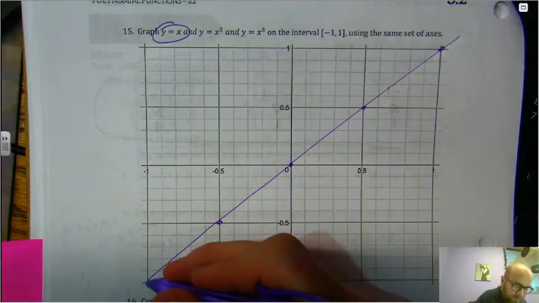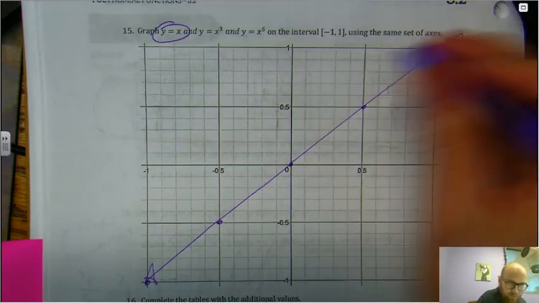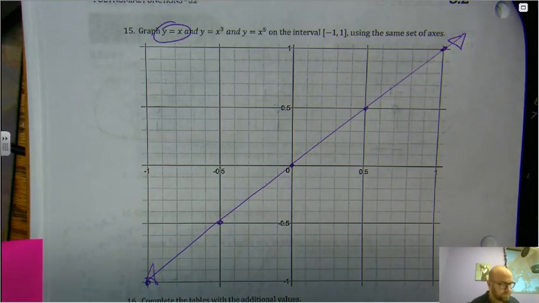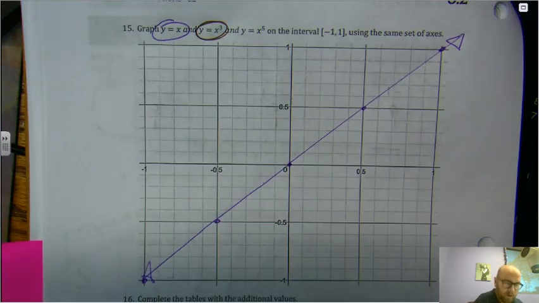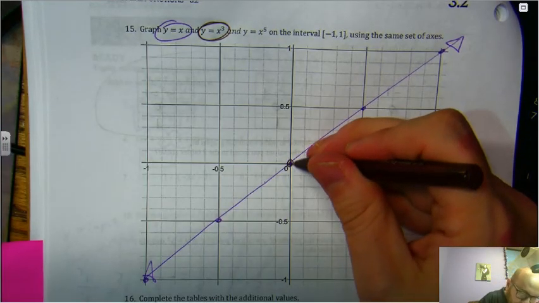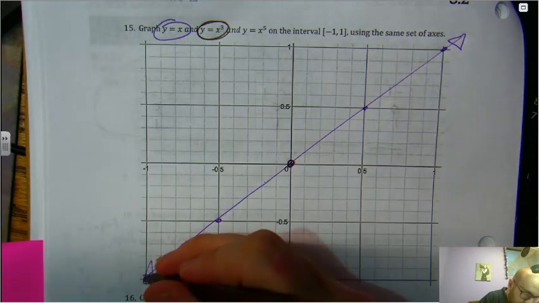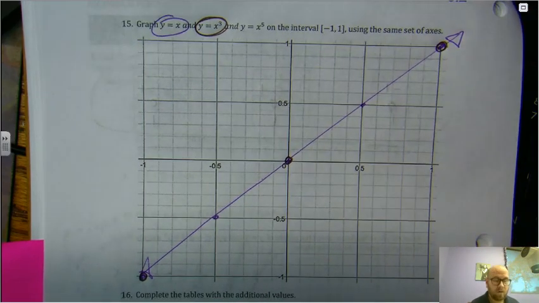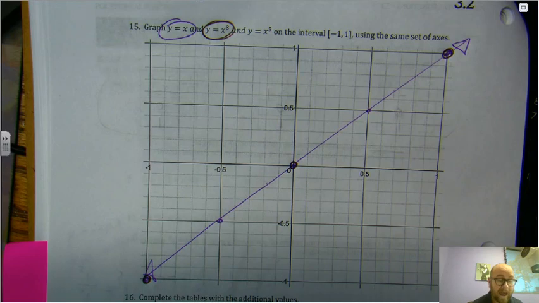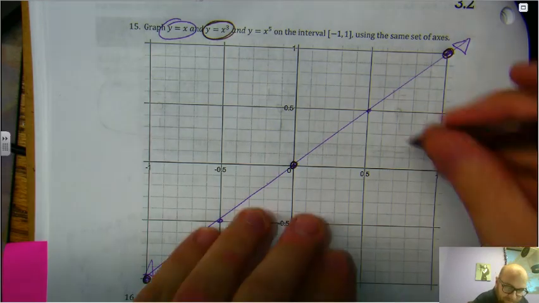Okay, that's my straight line for y equals x. Now what about y equals x cubed? Okay, what were my values there? Well, this and this and this were all the same. But when I plugged in 1 half, what I got was an eighth. So I have to figure out an eighth here.